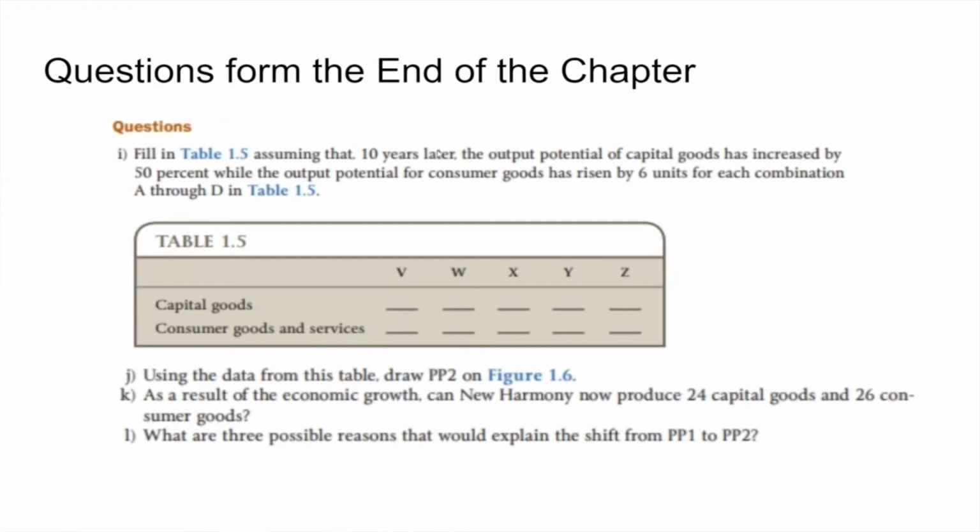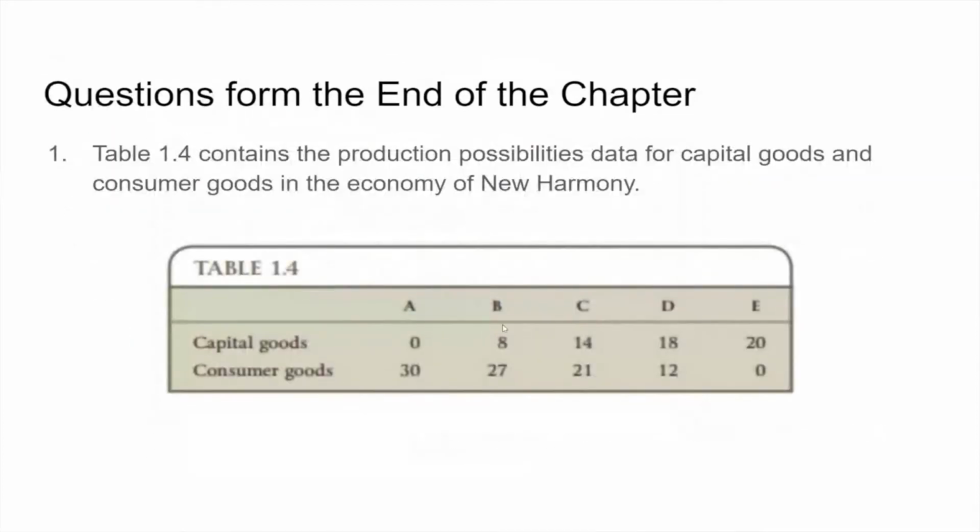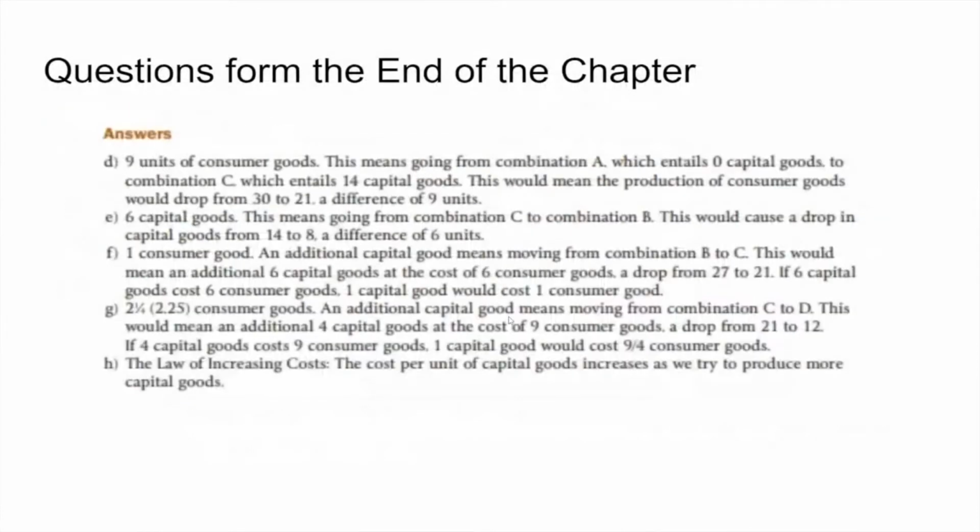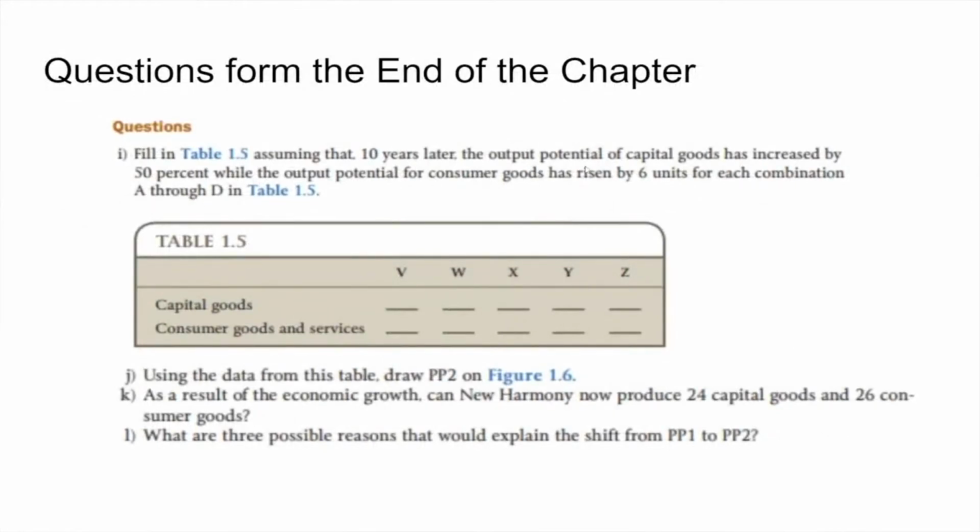Okay? Fill in table 1.5, assuming that 10 years later, the output potential of capital goods has increased by 50%, while the output potential for consumer goods has risen by 6 units for each combination A through D. Now, that can be a little stumbling, okay? Fill in table 1.5, assuming that 10 years later, okay? Let's assume this is 10 years later. So this is the same numbers. We're using the same numbers right here from table 1.4, okay? But here's what's changed.